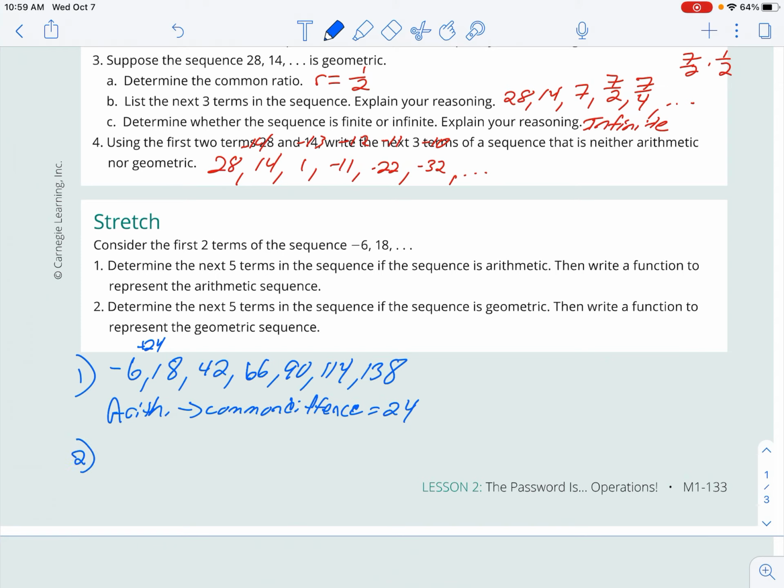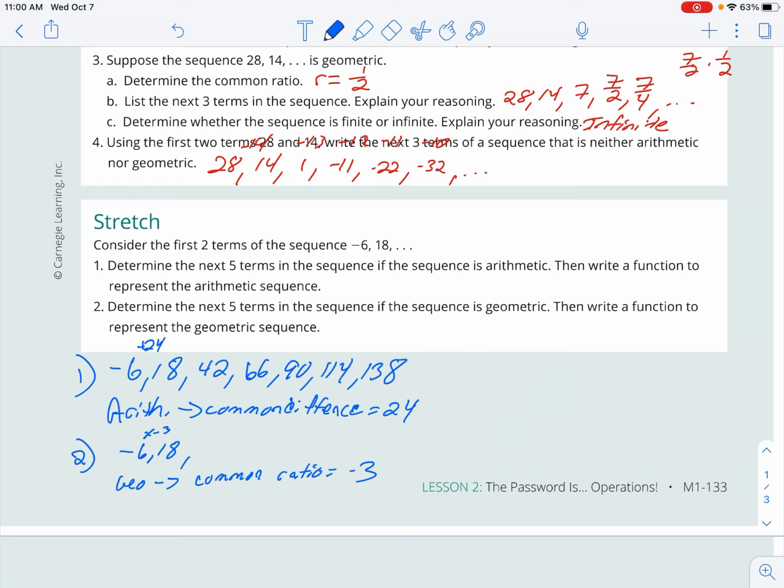On the second one, we're starting off again at -6 and 18, but this time we want a geometric sequence, so we are looking for a common ratio. So for the common ratio, I want to see how we can multiply to go from -6 to 18. Well, to go from 6 to 18 is a multiplication of 3, but one's negative and one's positive, and the only way that's going to happen is if the common ratio is -3. So we're going to multiply by -3.